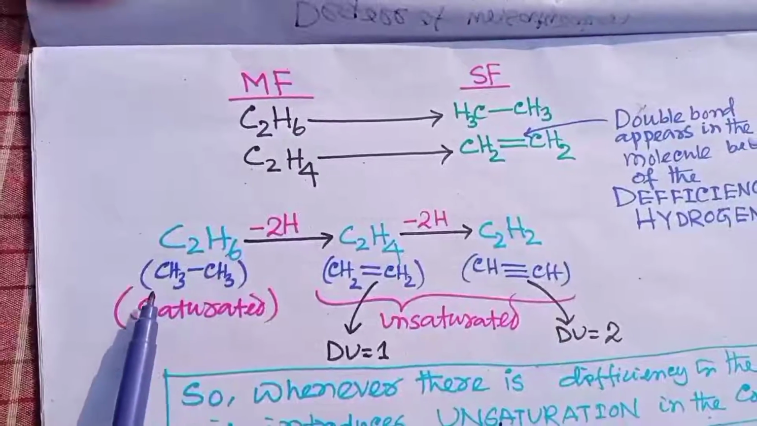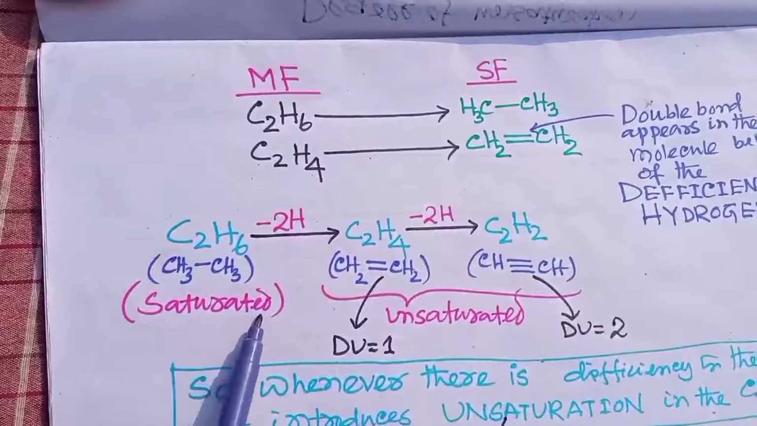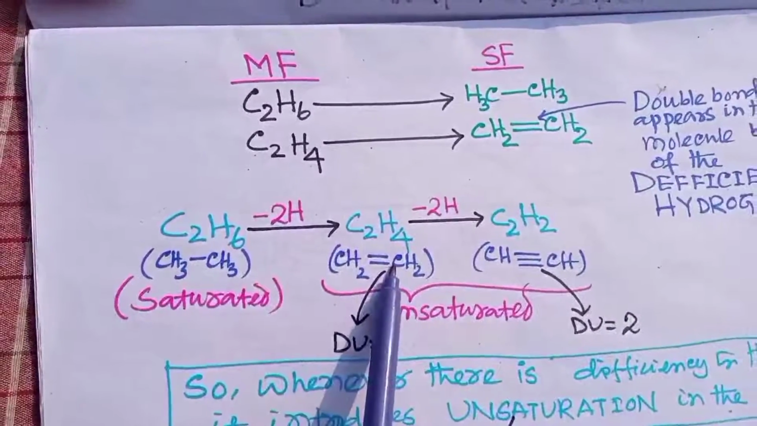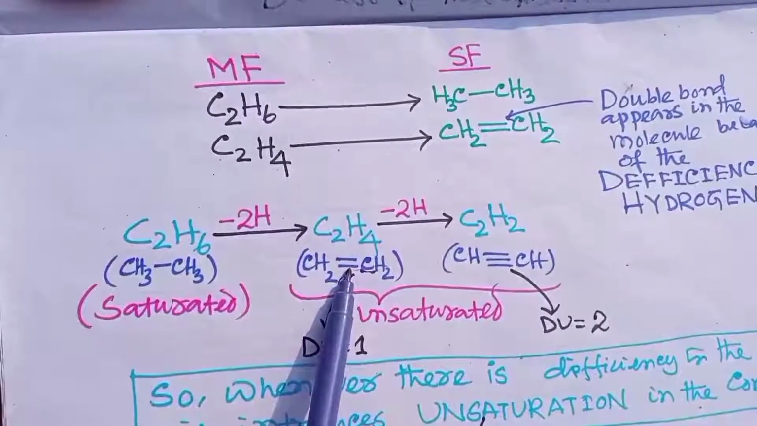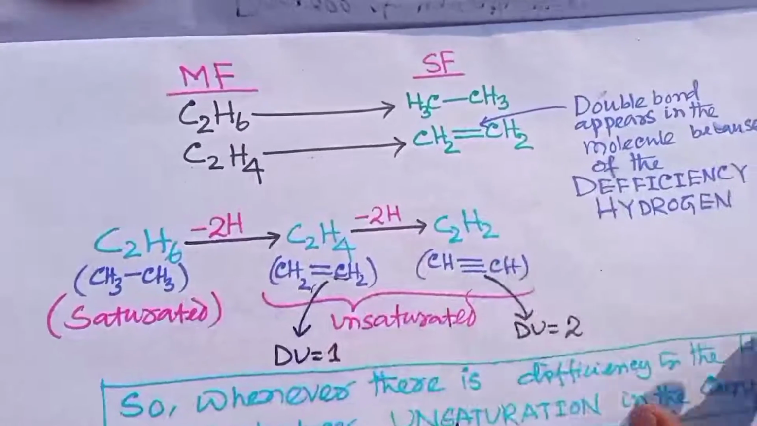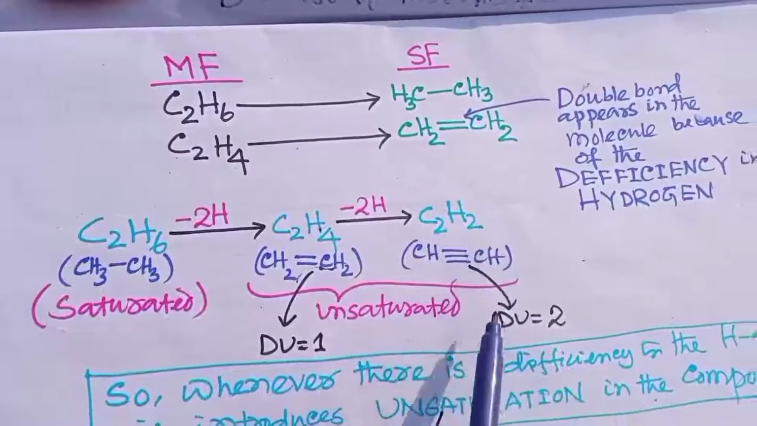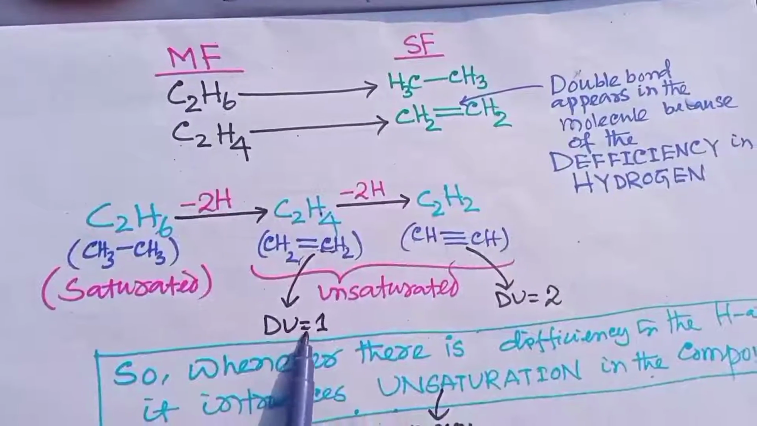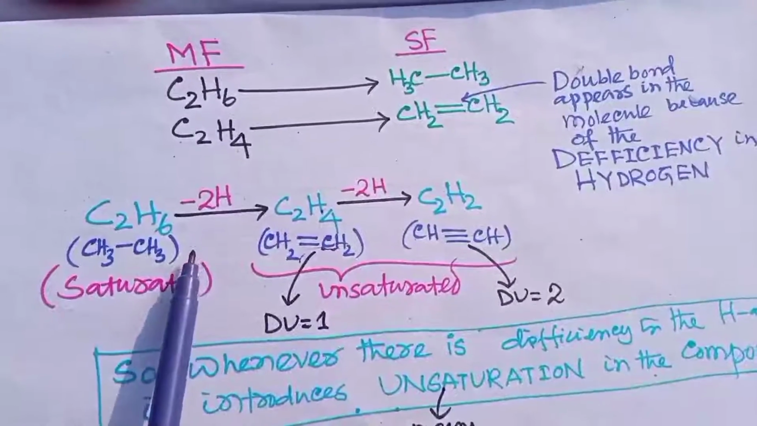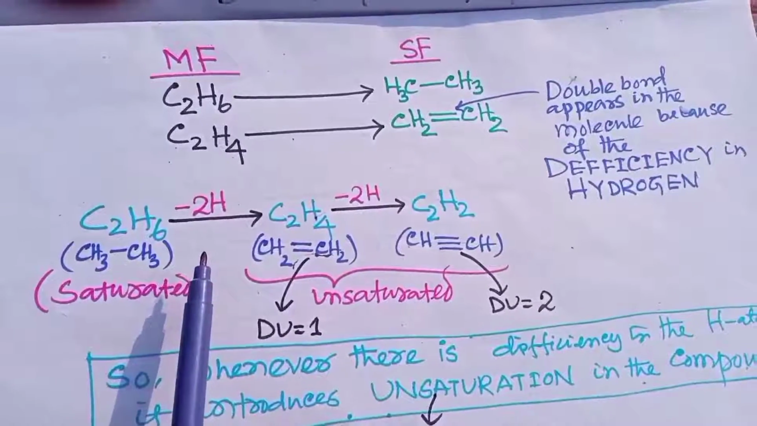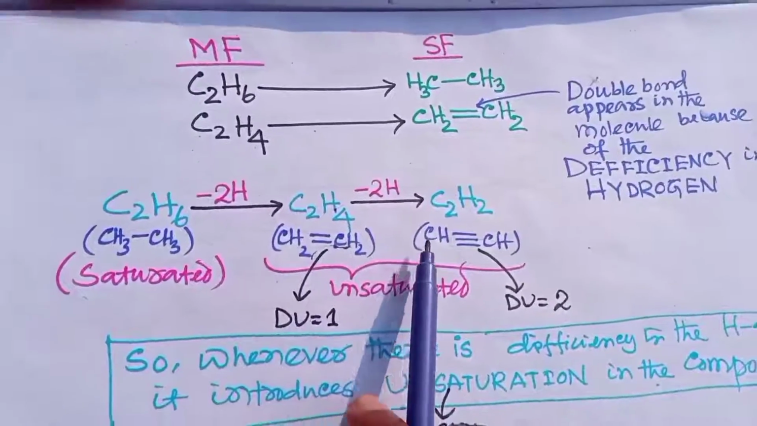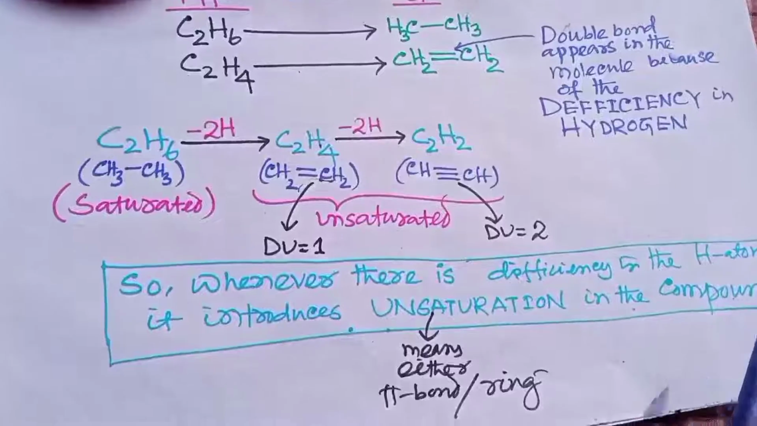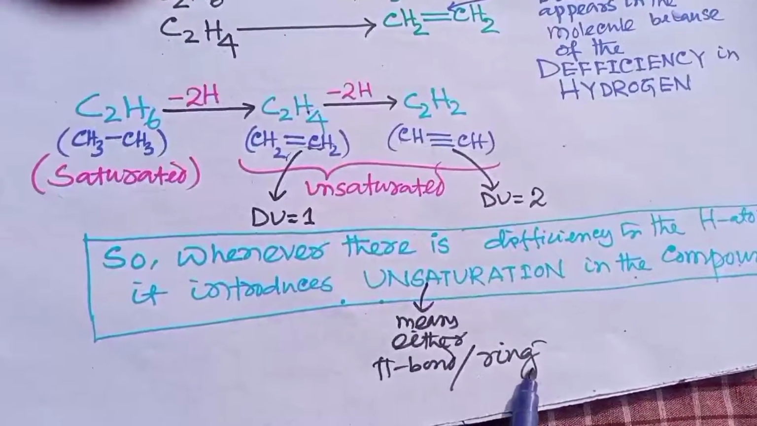So here is C2H6, with structural formula CH3-CH3, and this compound is saturated. Let's say I remove 2 hydrogens from this compound. It will now be C2H4, whose structural formula will be CH2=CH2. So there will be one double bond as I remove 2 hydrogens from this saturated compound. When I again remove 2 hydrogens, it will be C2H2, whose structural formula will be CH≡CH. So there will be 2 pi bonds, and its degree of unsaturation is 2, while that of C2H4 is 1. So whenever I remove hydrogen from a saturated compound, it gets converted into an unsaturated compound. Whenever there is a deficiency in hydrogen atoms, it introduces unsaturation in the compound. Unsaturation means either a pi bond or a ring, or both.